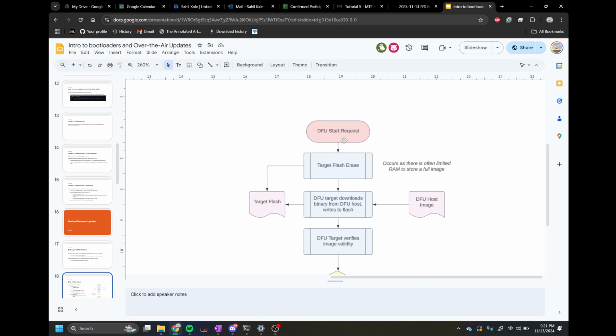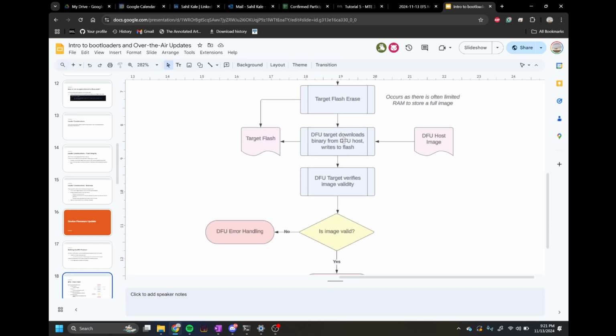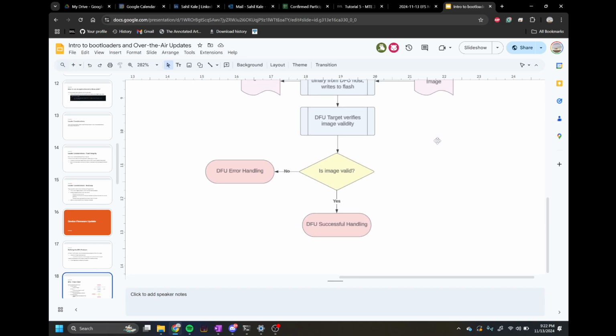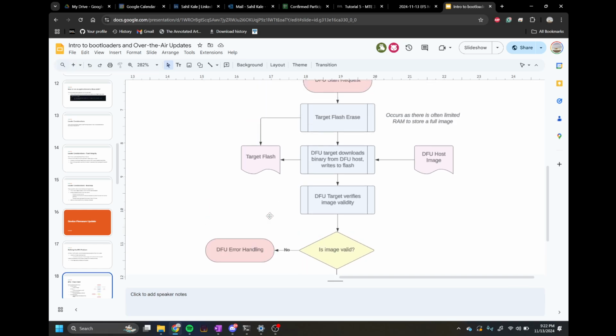Cool. So back to where I was at. Target's going to erase the flash. DFU target is going to download the binary from the DFU host and write it to flash. After which, we're going to tell the target, let's make sure we actually wrote all of those flash bytes correctly and check if it's valid. And if it's not valid, we're going to try to see if we can handle that error. And if it is valid, then we're going to say, maybe we jump to the app directly, or maybe we load the software in a couple of hours. Flowchart overall makes sense?